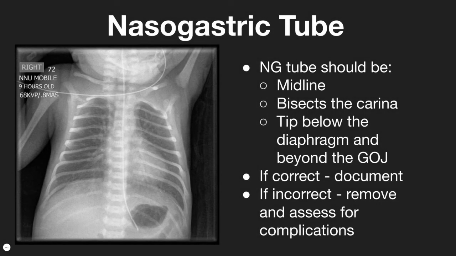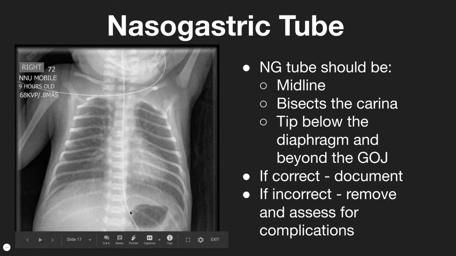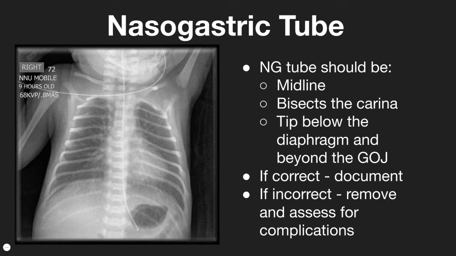Misplaced nasogastric tubes are a huge source of clinical incidence. The tube should descend in the midline, bisecting the carina with its tip below the diaphragm and beyond the gastroesophageal junction. The position beyond the gastroesophageal junction is often overlooked, but is important, as if the tube is above the gastroesophageal junction, then this can lead to reflux of feeds and subsequent aspiration. If the tube is in the correct position, then document in the patient's notes, along with a statement detailing that it is safe to feed.